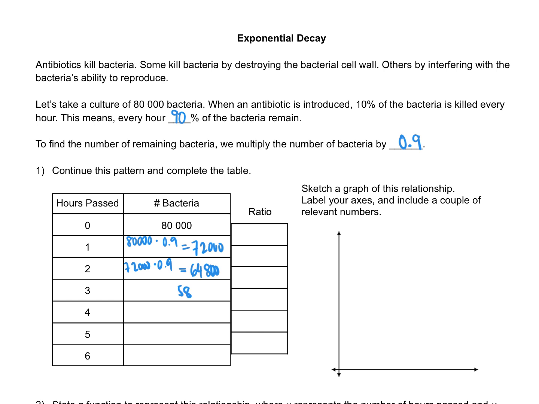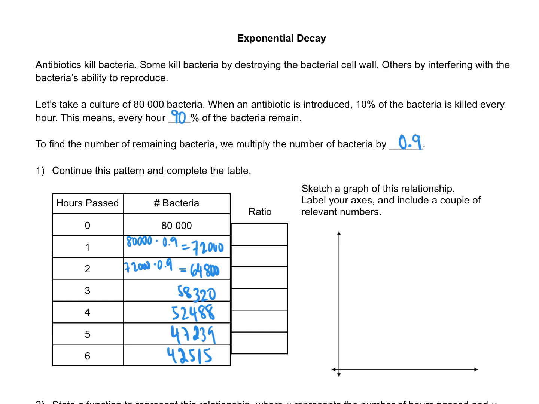That takes us to 58,320. Multiply again: 52,488. Again, 47,239. And one more time, 42,515. And now I can do my sketch, I can do my ratio.